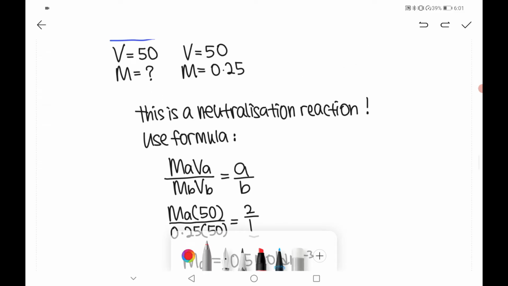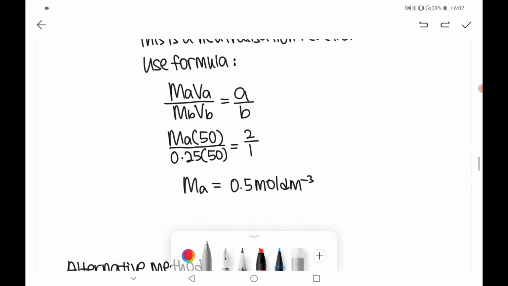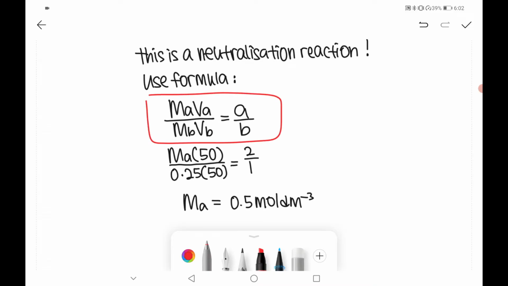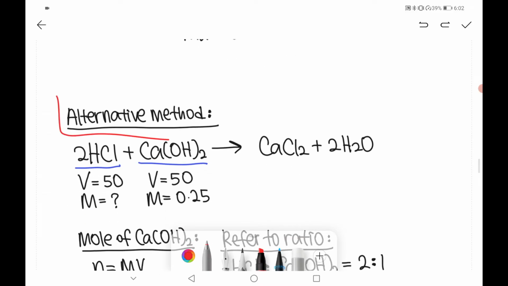Okay, so this is how we do. Not very hard. Most importantly, the most challenging part is how you are going to write and also balance the chemical equation. This is the most important thing, because without the balanced chemical equation, everything is wrong. If you don't know how to write a balanced chemical equation, you can't do any calculation here. All right. So again, if you don't want to use this MAVA, MBVB, you also can try your alternative method.